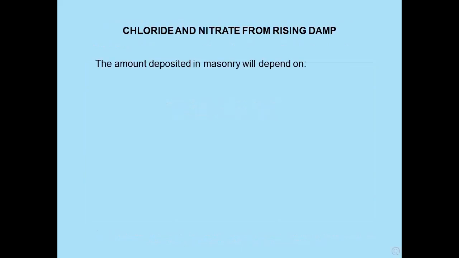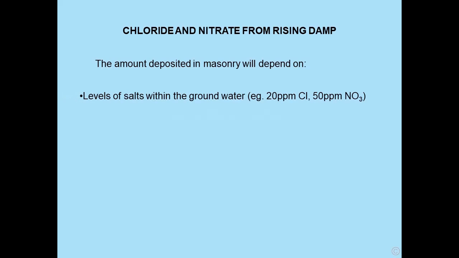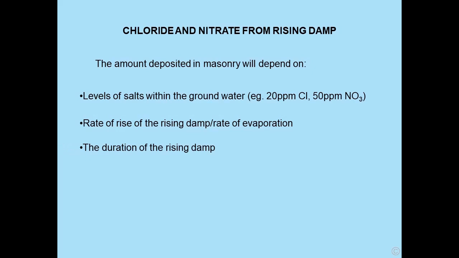Quick look at the salts themselves. Chloride and nitrate from rising damp. The amount deposited in masonry depends on several factors. One, the levels of salts within the groundwater. That's just an example from some groundwater around Buckingham: 20 parts per million of chloride and 50 parts per million of nitrate. The rate of rise of the rising damp and the rate of evaporation. The duration of the rising damp.